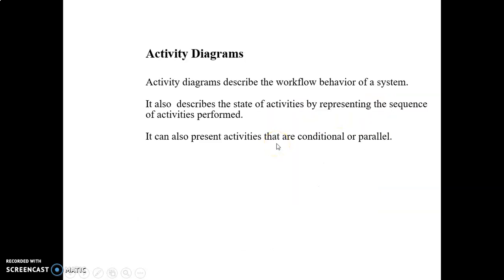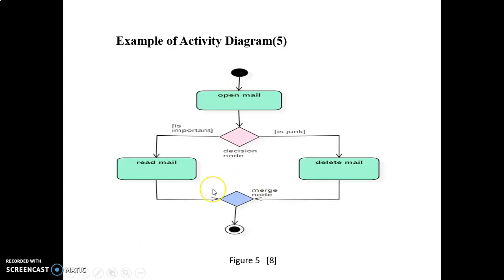Now the activity diagram. An activity diagram describes the workflow behavior of a system. It also describes the state of activities by representing the sequence of activities. It can also represent activities that are conditioned or parallel. See here, it is one example of an activity diagram.